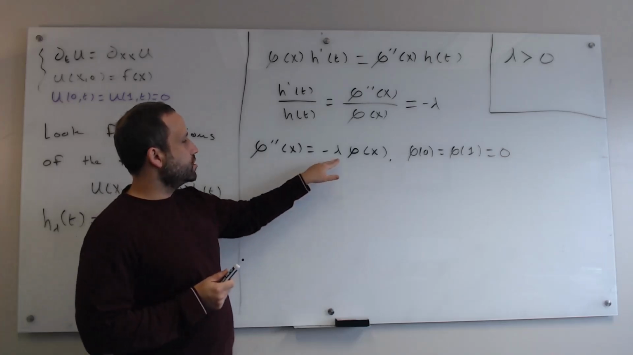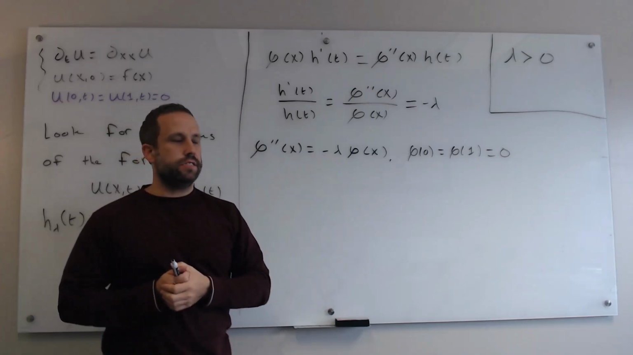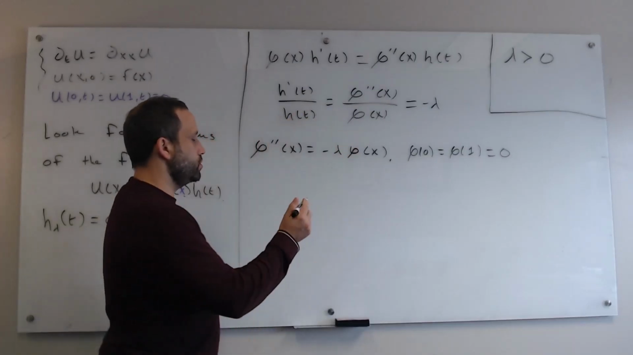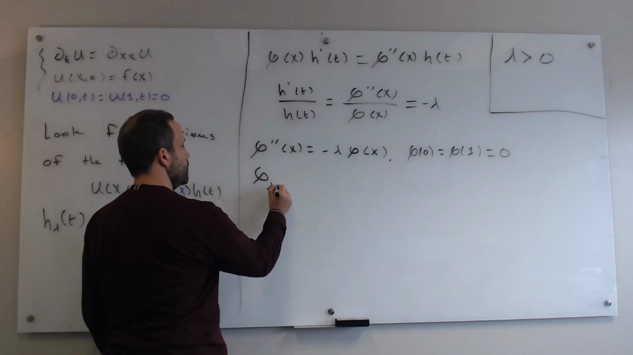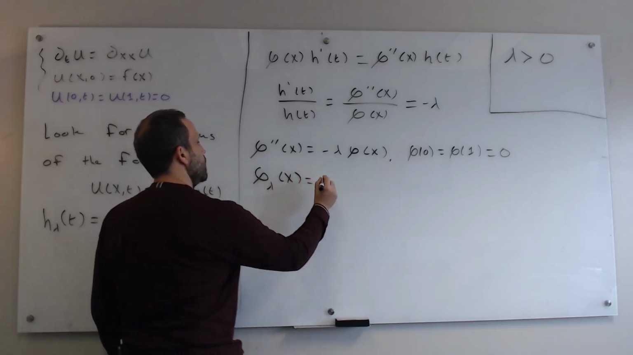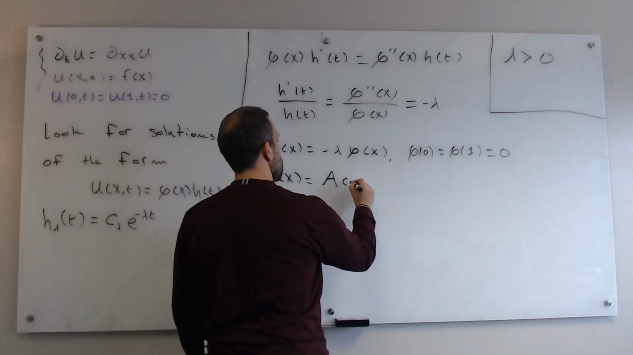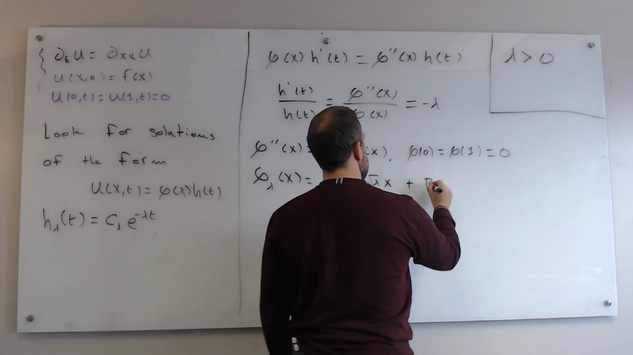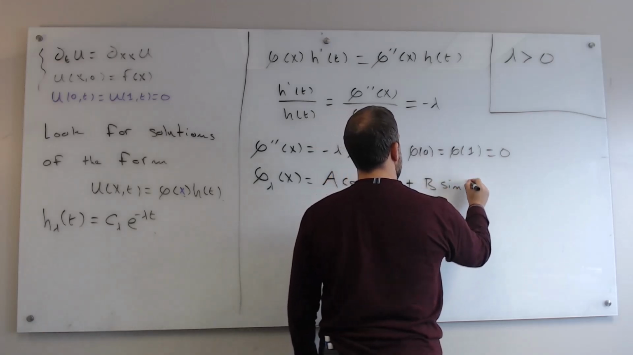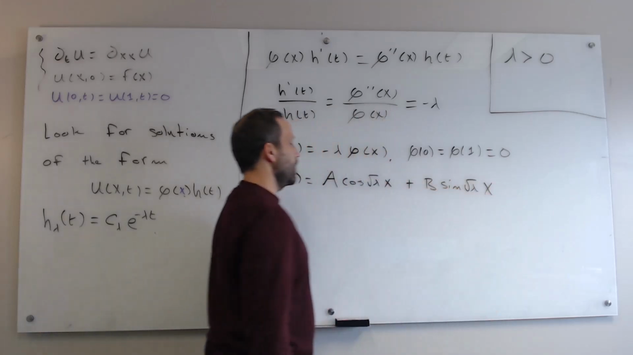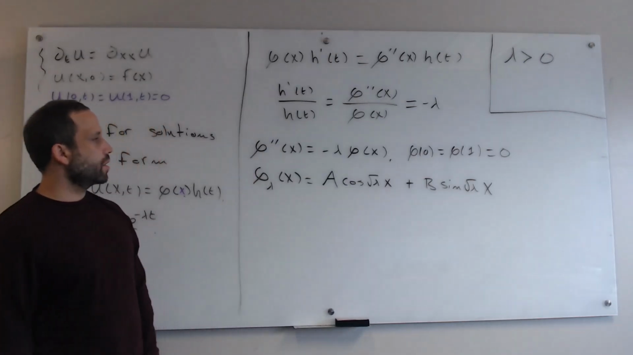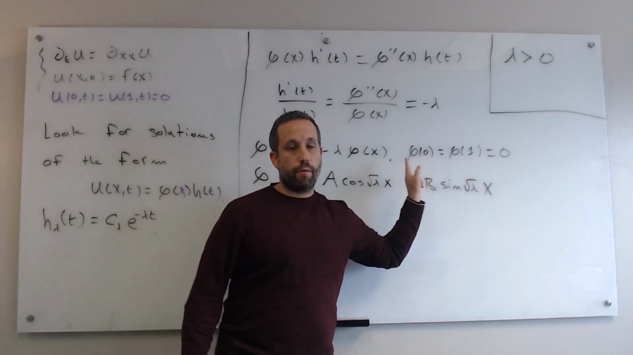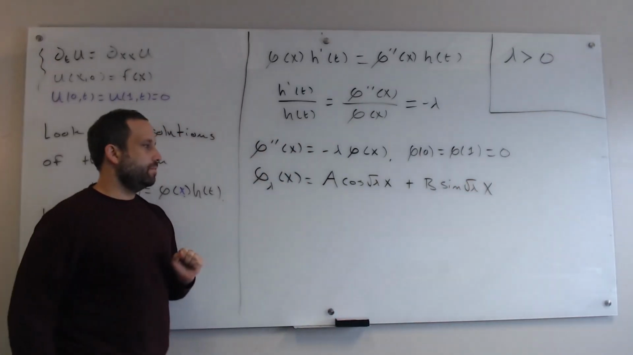So now if lambda is greater than 0, minus lambda is less than 0. If minus lambda is less than 0, the general solution to this is going to be phi sub lambda of x is equal to a cosine square root of lambda x plus b sine square root of lambda x. And now we're going to use our boundary conditions, our boundary values, to figure out what a and b are.